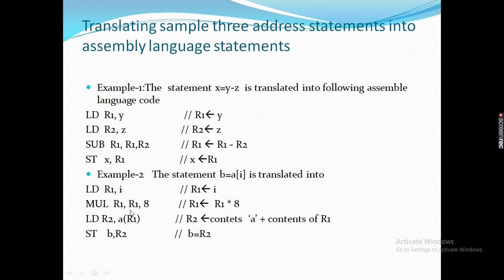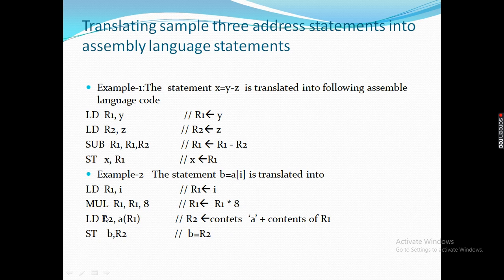So what we do is we multiply this index value, R1 contains the index value, with 8, and we store the product in register R1. Next, b equals a of i: the value of a of i we have to store in b.